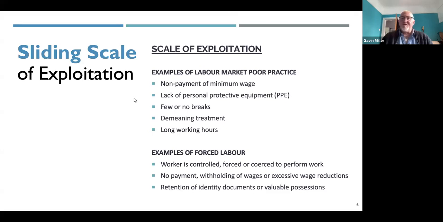Whereas examples of forced labour, where work is controlled, forced or coerced, where people have had their identity documents taken from them and they're receiving no payment, that's potentially when the police might get involved, and you're talking about examples of modern slavery through forced labour.